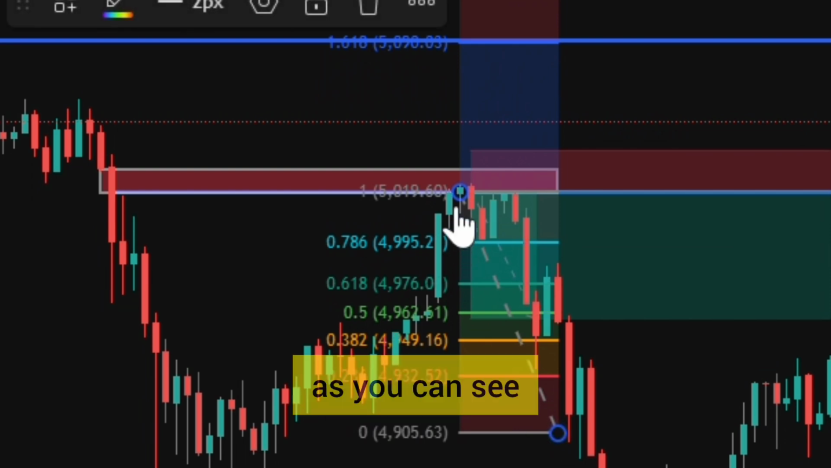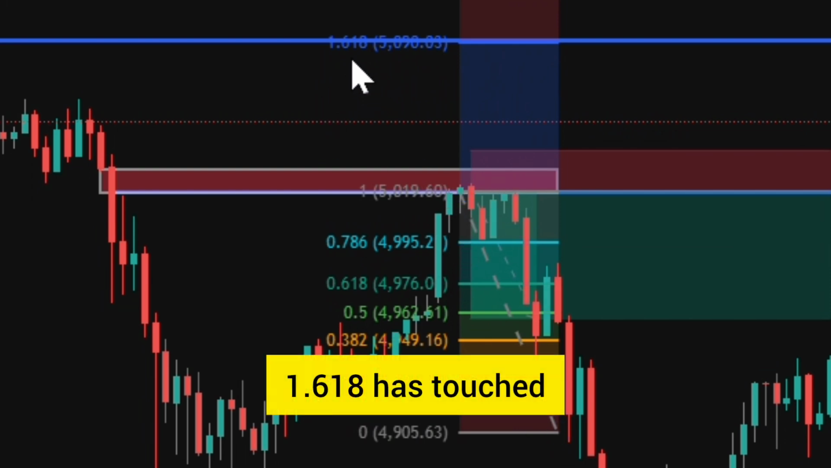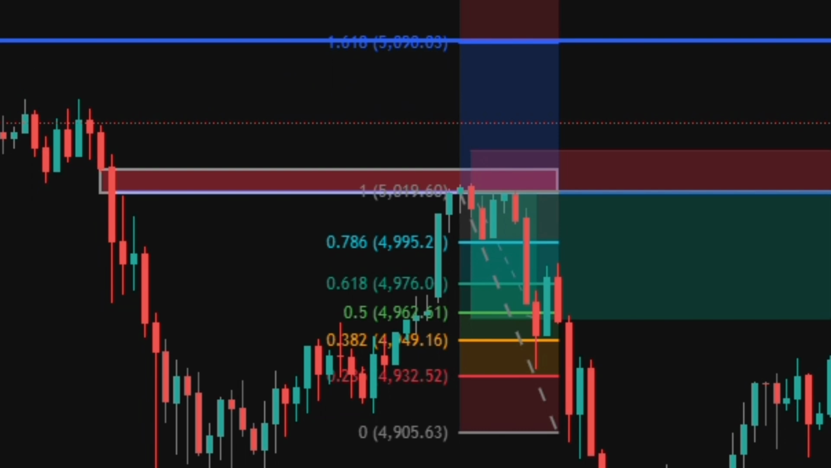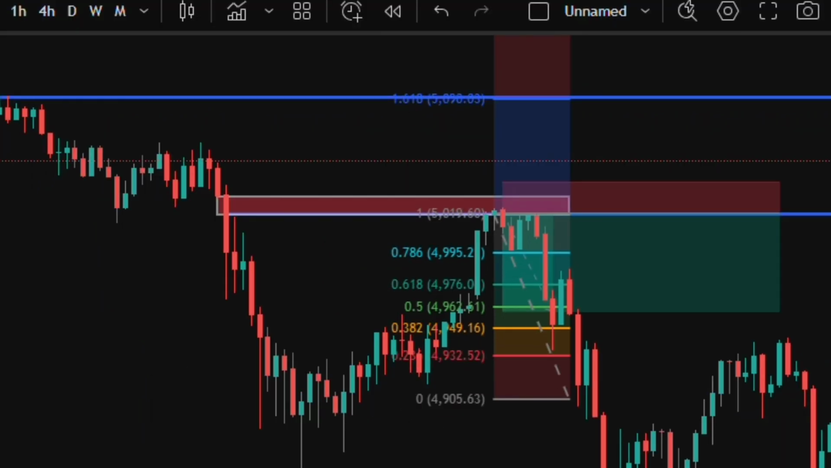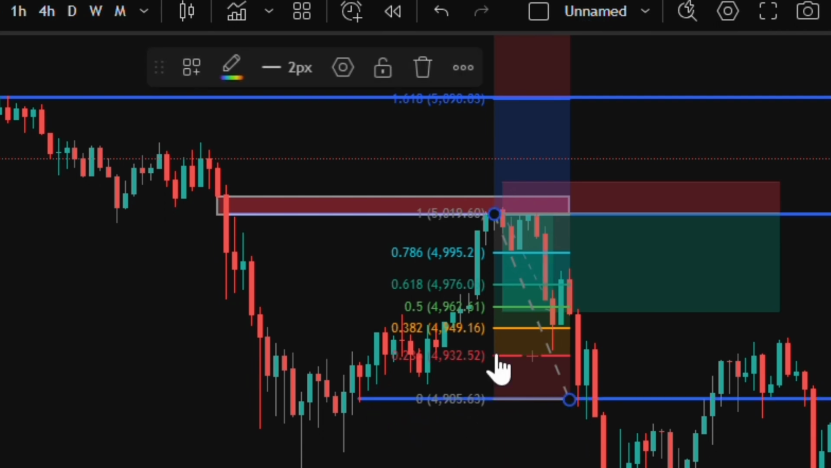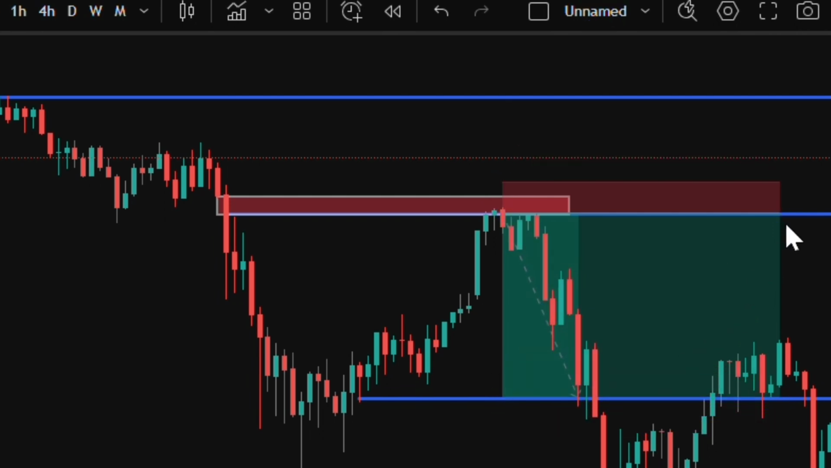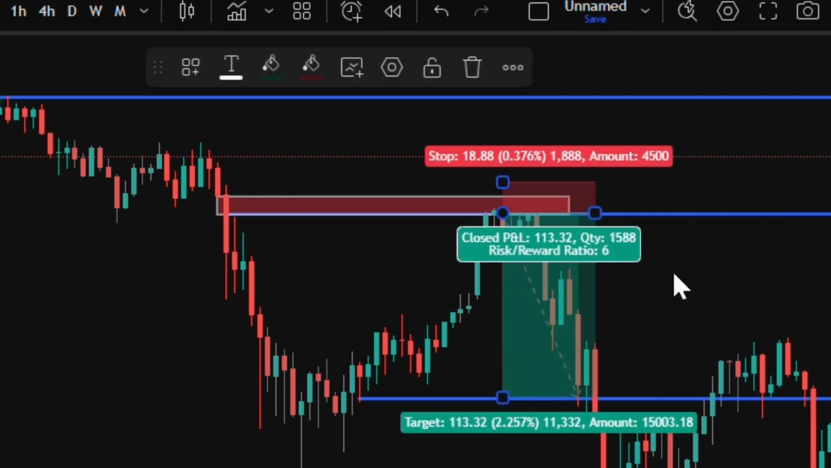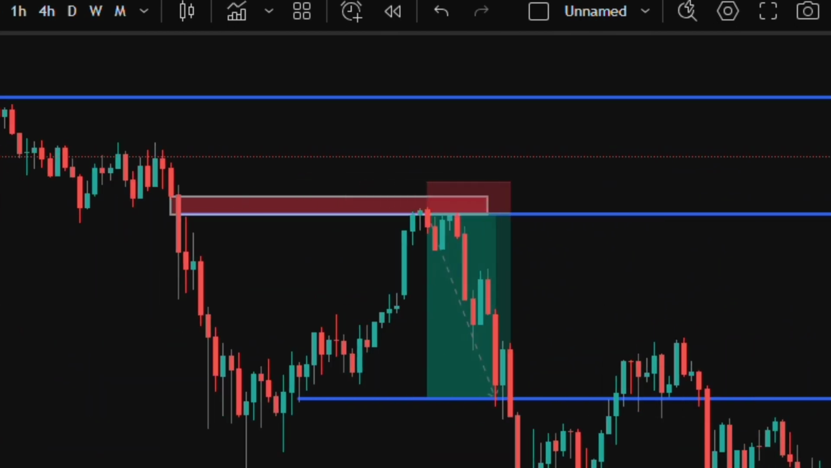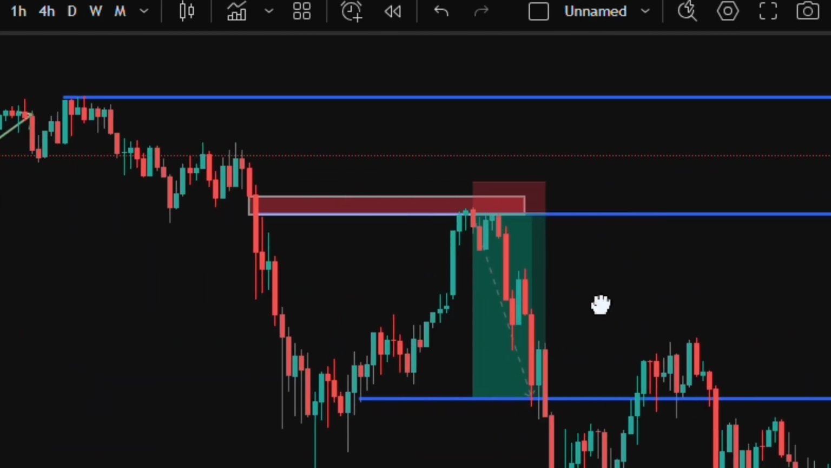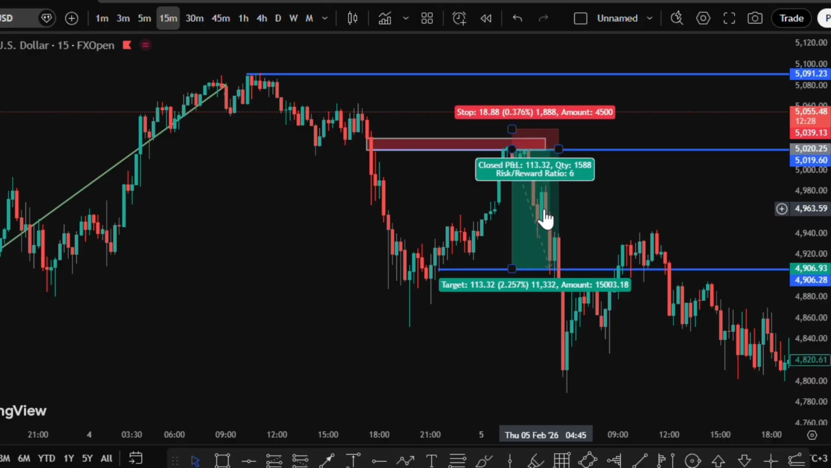Yeah, as you can see, 1.618 has touched this blue line. So we mark this low where 0 is, around here. So our take profit will be this area, and we have a good sniper entry from a 15 minutes time frame. So the risk was 1:6. As you can see, it gives us a small stop loss and also a big take profit. Let us look at the next example.